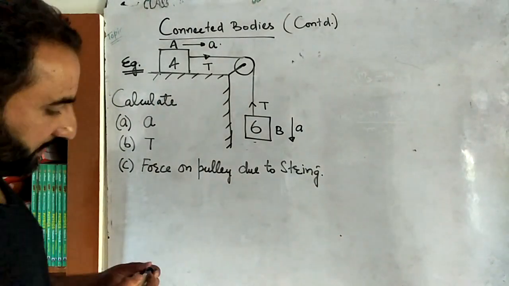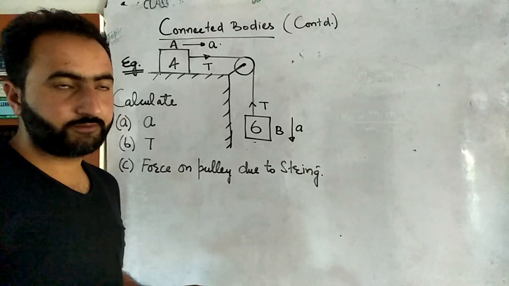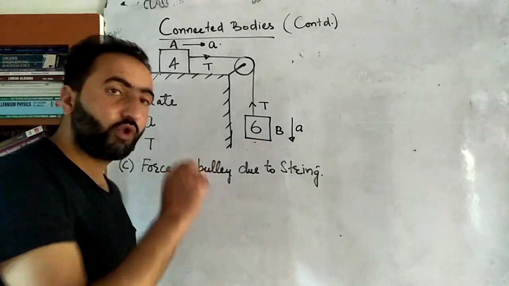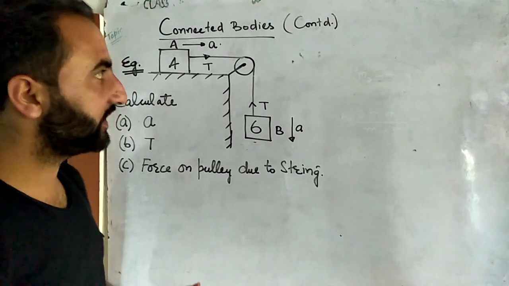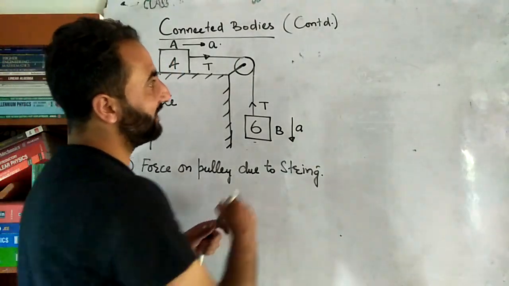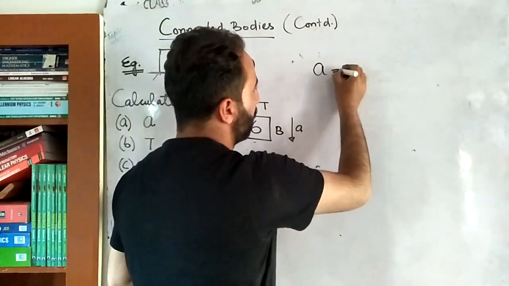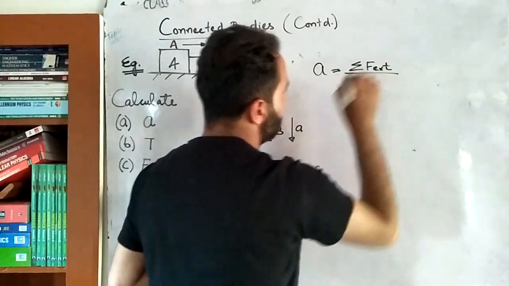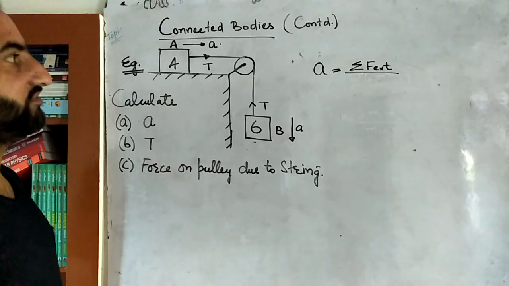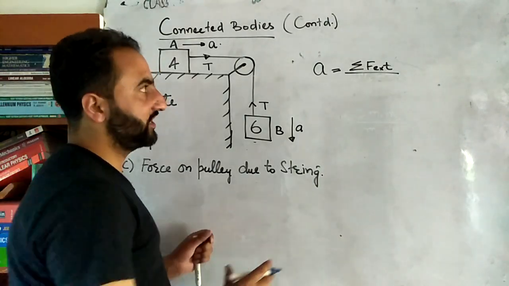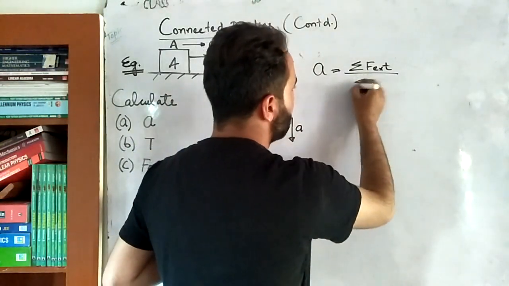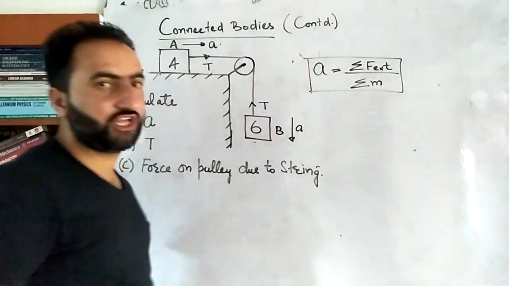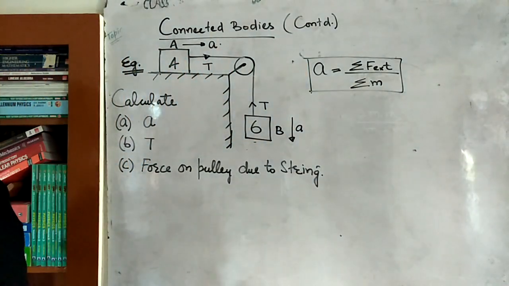So let's try to calculate the value of the acceleration. Whenever there is a system connected by a single string, the acceleration of each block is the same. In that case, we'll generalize it: the acceleration is equal to the summation of all the external forces divided by the summation of all the masses. This is the simplest equation we have. Just memorize it, and you can do all these examples with only this equation.